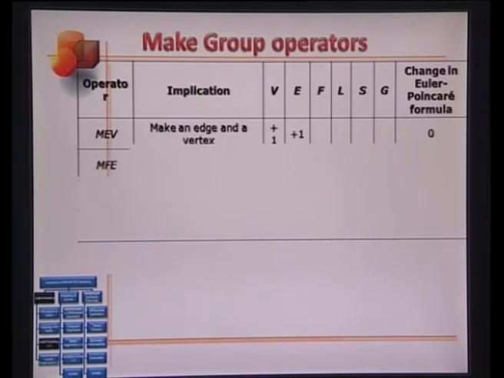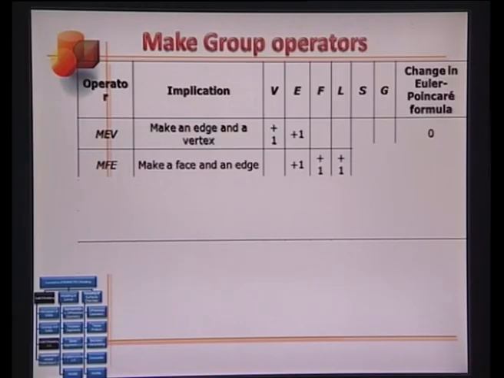The second operator, make a face and an edge, MFE. This operator introduces a face and an edge. The number of edges gets incremented by 1, the number of faces also gets incremented by 1, and since loops are associated with faces, the number of loops gets incremented. There is no increase in the shell value, nor is there an increase in the genus value. Once again, there is no change in the Euler-Poincare formula.